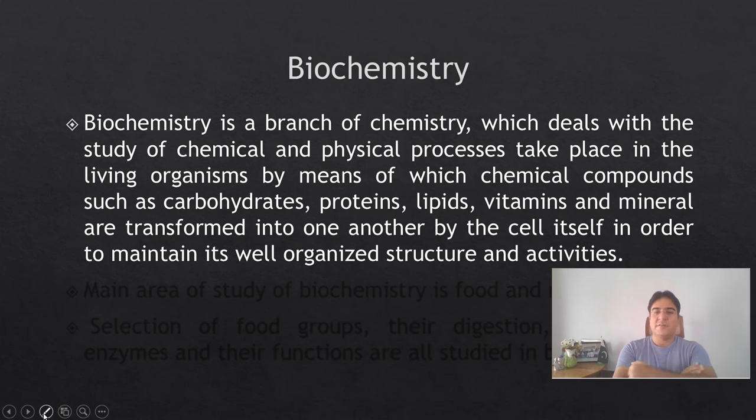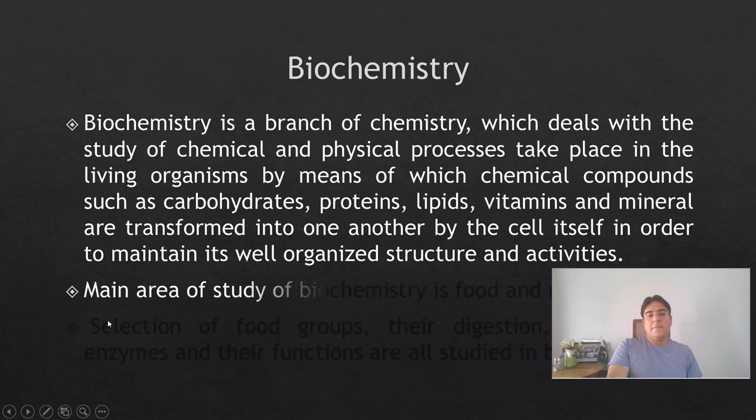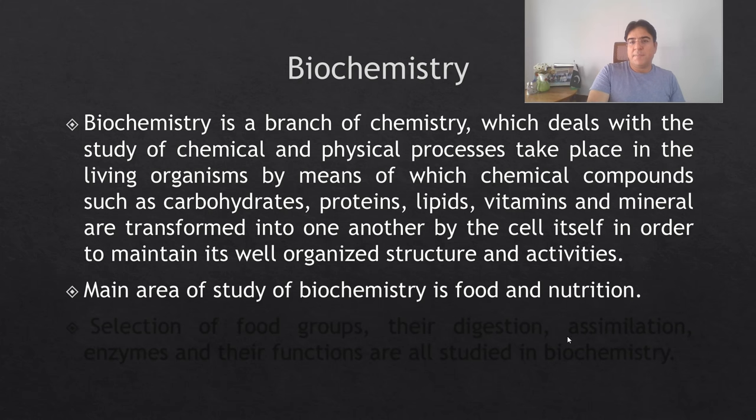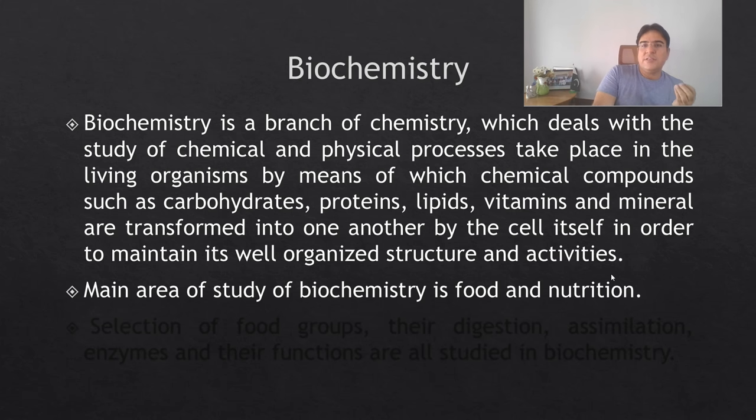So, this is a comprehensive definition of biochemistry, that it is the branch of chemistry which deals with the study of chemical and physical processes taking place in the living organisms, by means of which some compounds, like I mentioned, they transform into each other by the cell itself in order to maintain its organized structure. Okay, so the main field with which the biochemistry deals is the food and nutrition, because that's how these compounds will go into the living bodies.